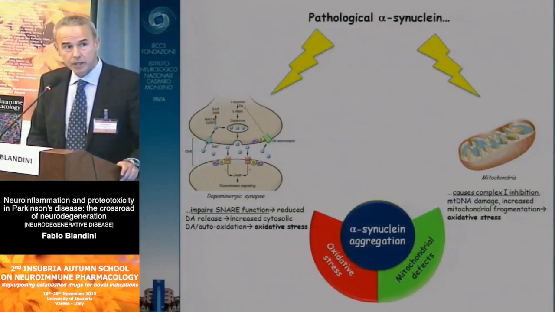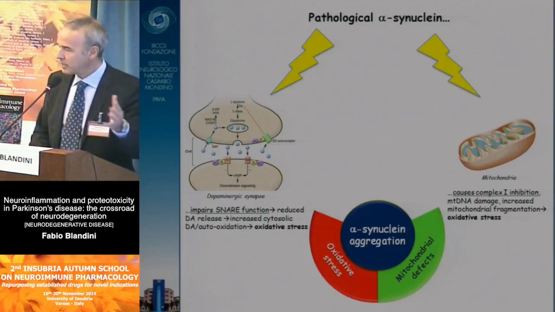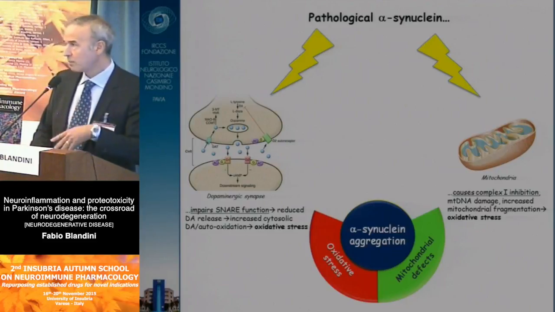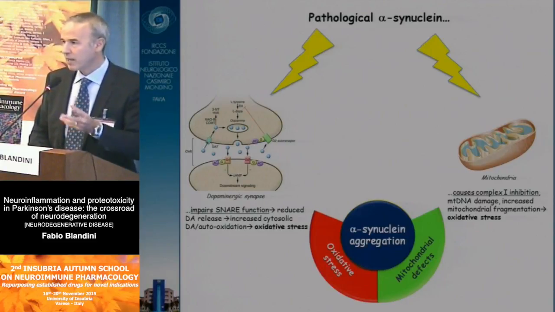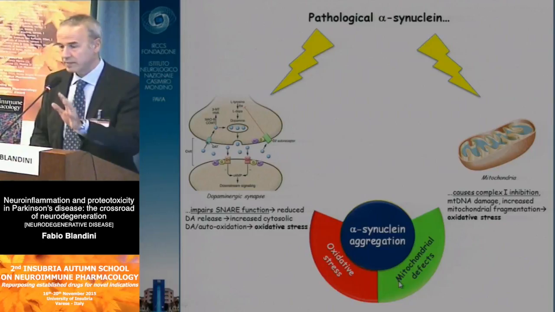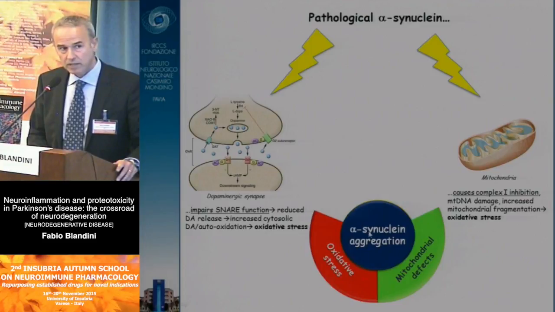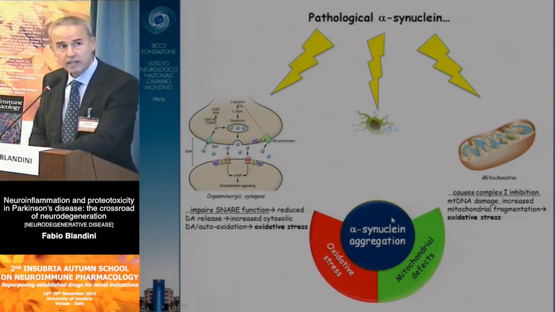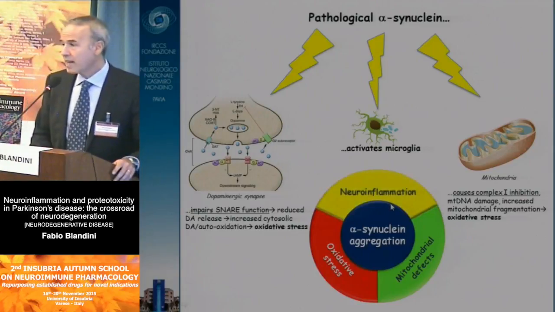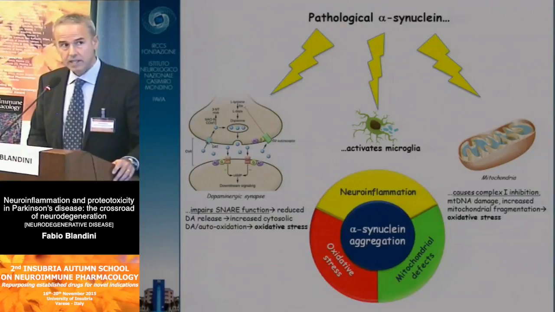We can think of alpha-synuclein differently from the scheme that I showed you before, the puzzle. Probably it is not a real puzzle. We can think of a scheme like a bullseye, with alpha-synuclein aggregation in the center, driving oxidative stress and mitochondrial defects, but there is one piece missing. The other thing that pathological alpha-synuclein does very well is activating the microglia, triggering neuroinflammation, and this may complete the story.